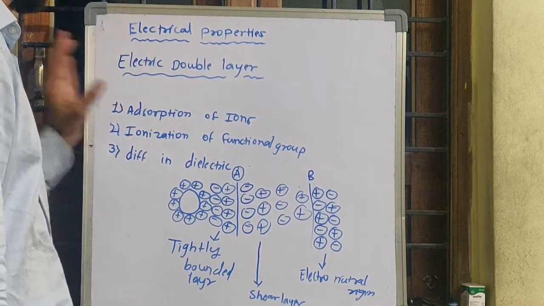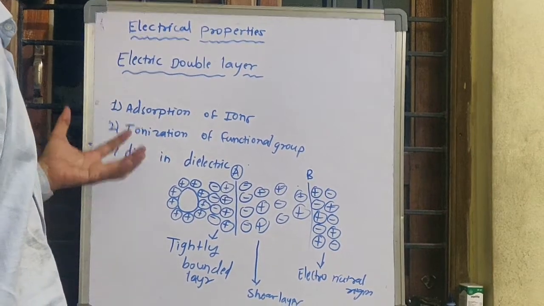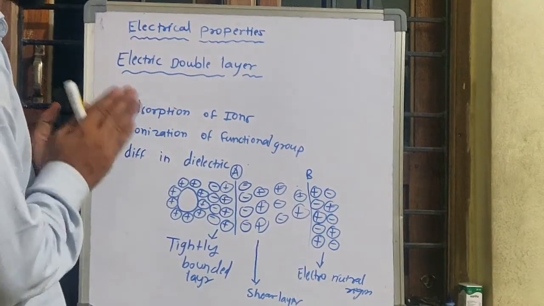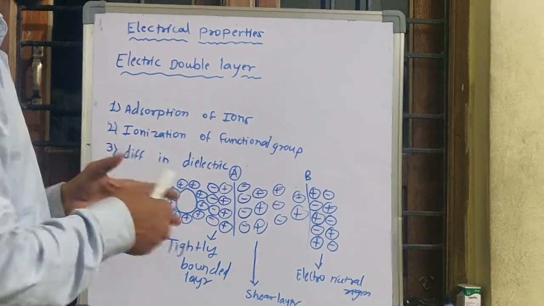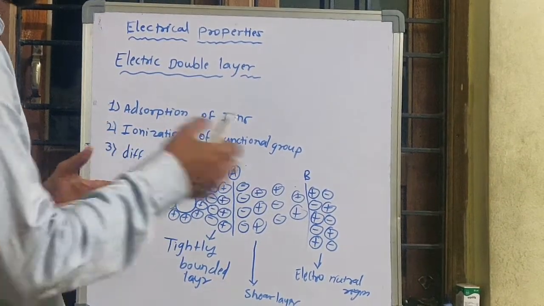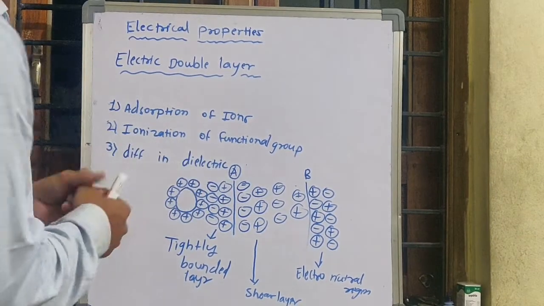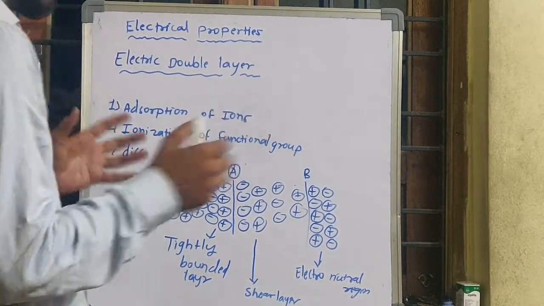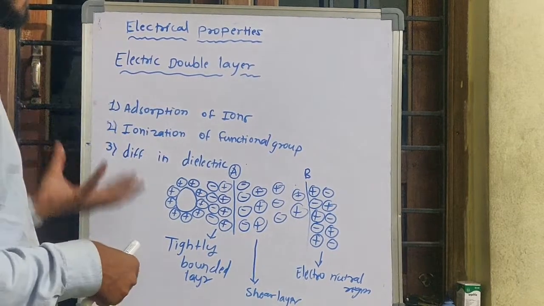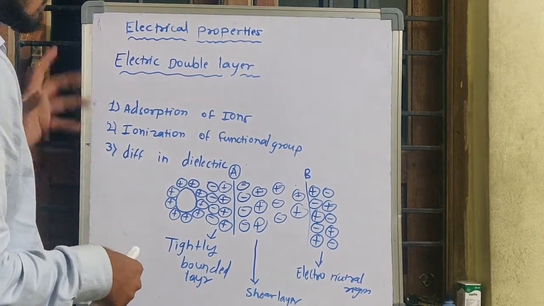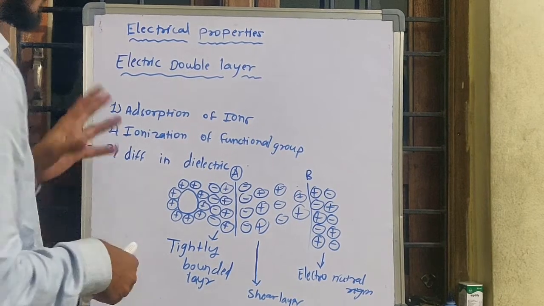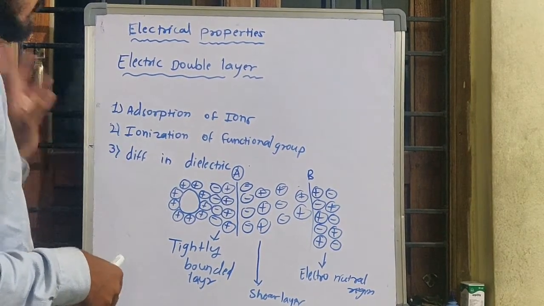So what is the electrical double layer? The electrical double layer is associated with the charges present on colloidal particles, in any colloidal system. The charge present on the colloidal particles arises because of three possibilities.